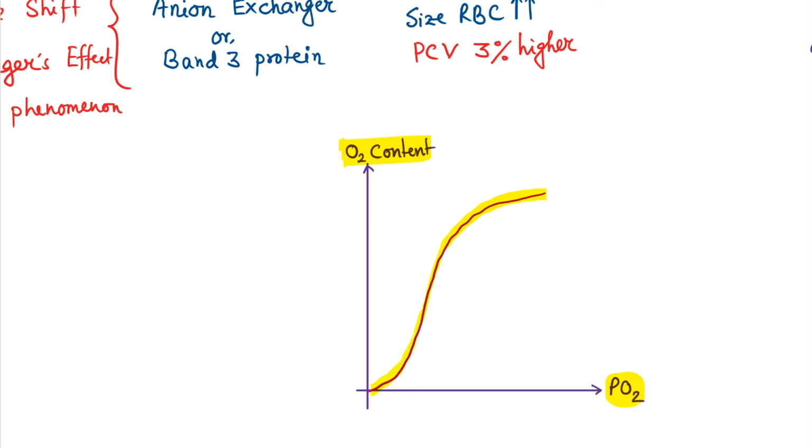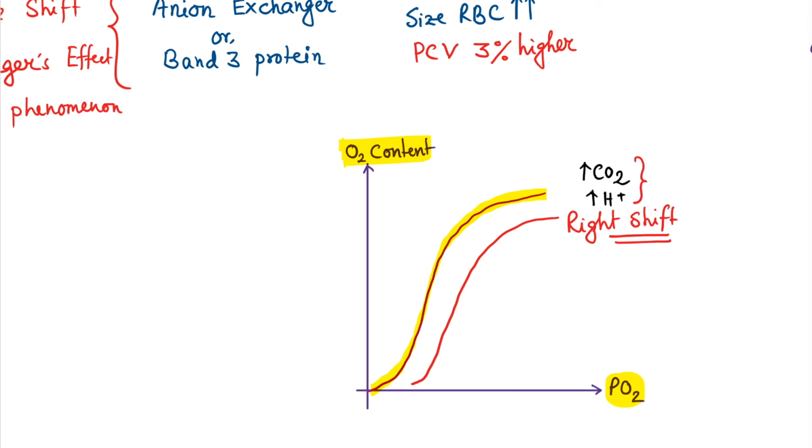In the presence of a huge amount of carbon dioxide or H plus ion, we all know there will be a right shifting of this curve. So I'm writing here, right shift of this curve. If this right shift of the curve is occurring due to high carbon dioxide or high H plus ion, this is also known as Bohr's effect. I hope this is clear.